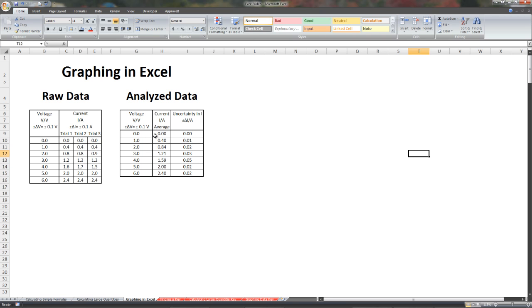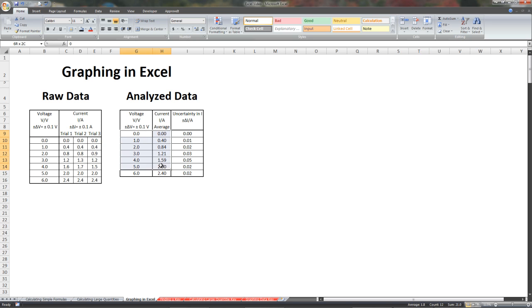So the first thing I want to do whenever I start graphing is look at: what is my dependent variable? What is my independent variable? My independent variable should be in the left column of my data table because this is what I'm changing. And then my dependent variable is on the right, or in the middle somewhere to the right. So my independent variable is voltage and my dependent variable is current.